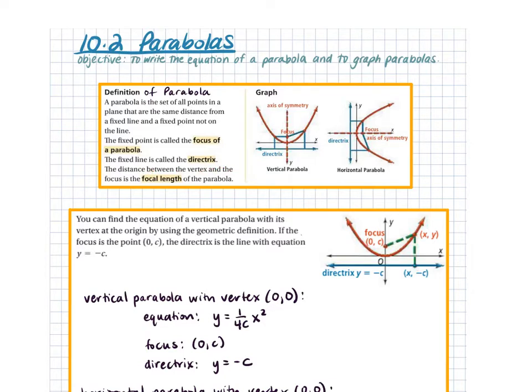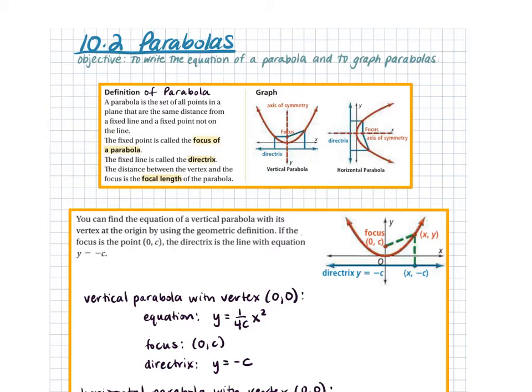The distance between the vertex and the focus is called the focal length, sorry. This is the focal length here. But this length here is going to be the same as this length here, and it's going to be changing. That's why that's not a name here. But that's the definition of a parabola.